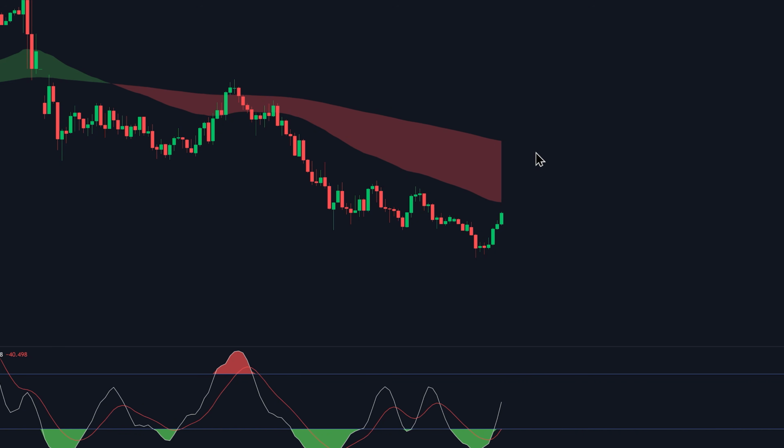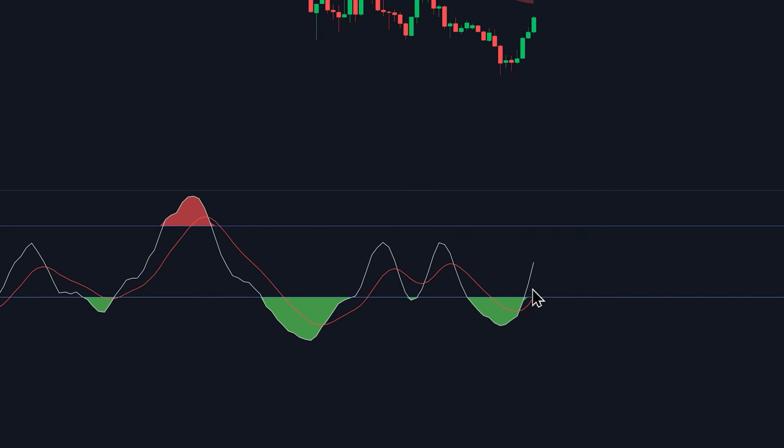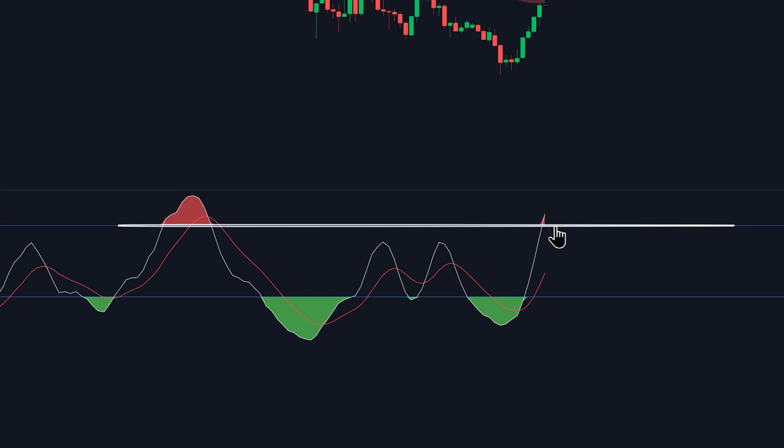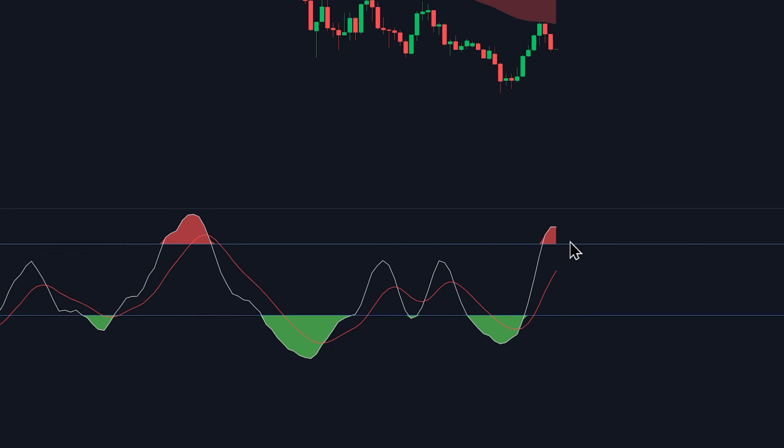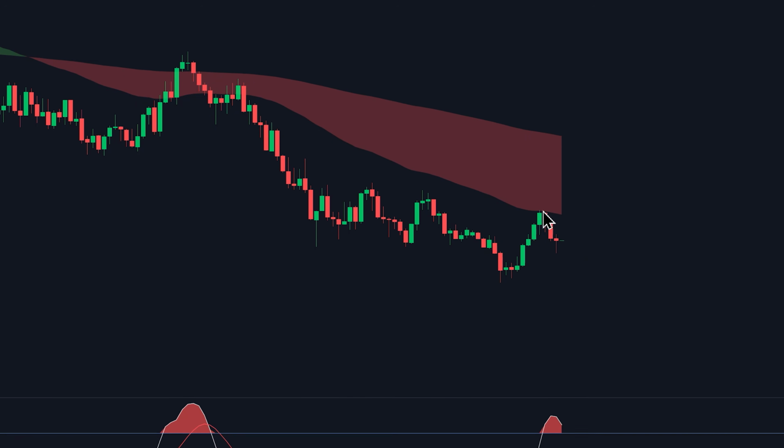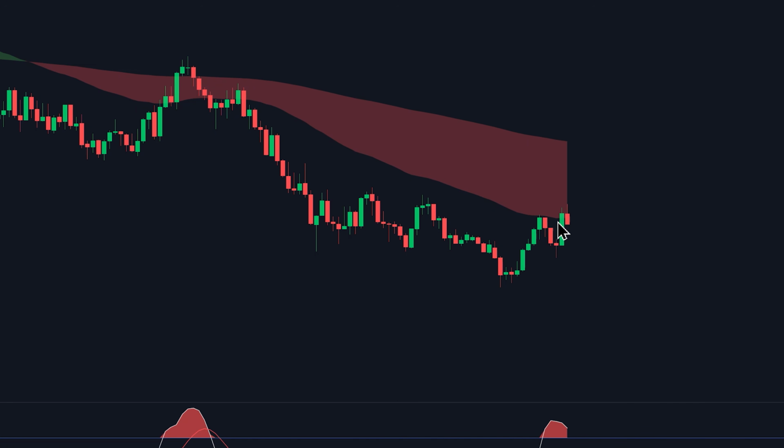Second, we want a pullback to happen within this bearish trend. To confirm that, we're going to pay attention to the Stochastic Momentum Index. We're going to wait for the stochastic oscillator to go above the upper band. This indicates that the market is in a pullback within this bearish trend. Third, during the pullback, the price should touch the EMA cloud without breaking and closing above it.